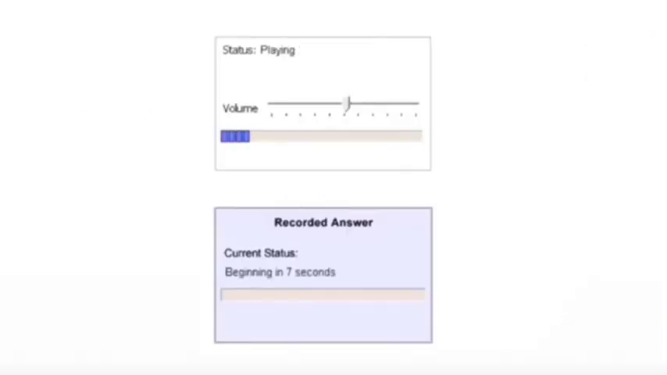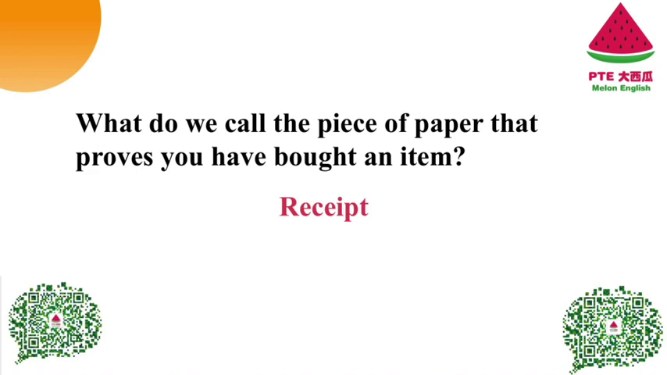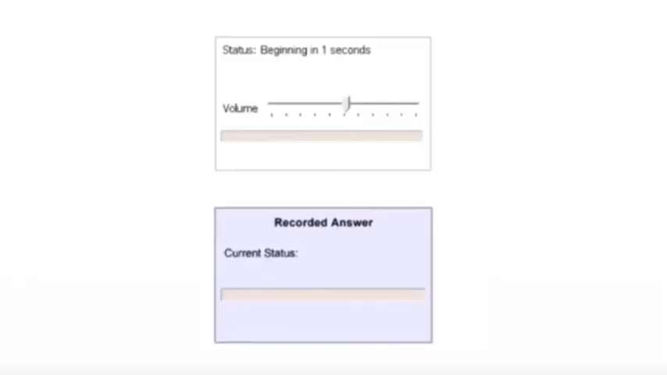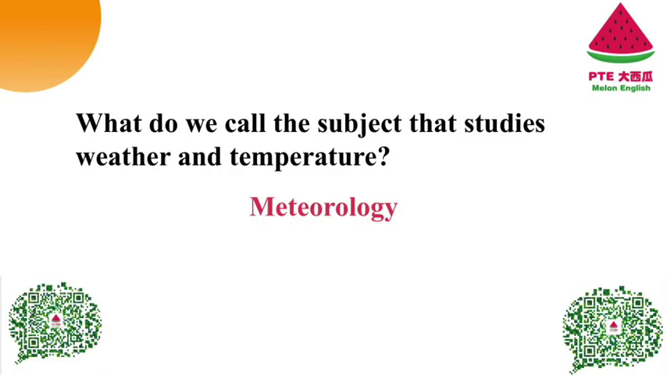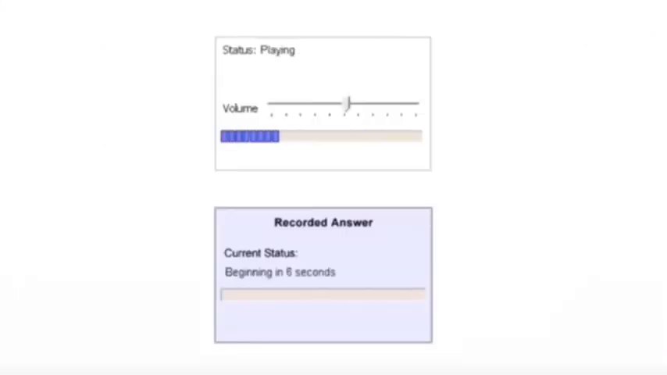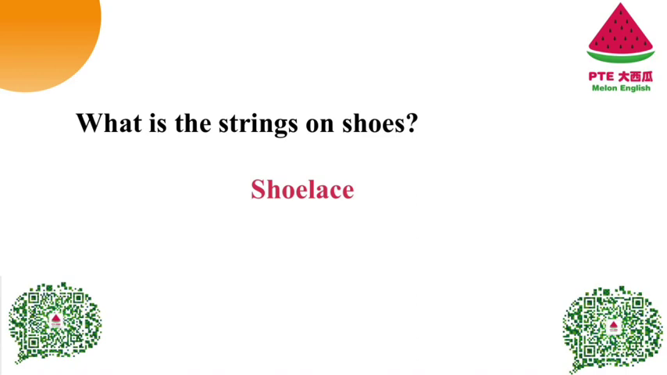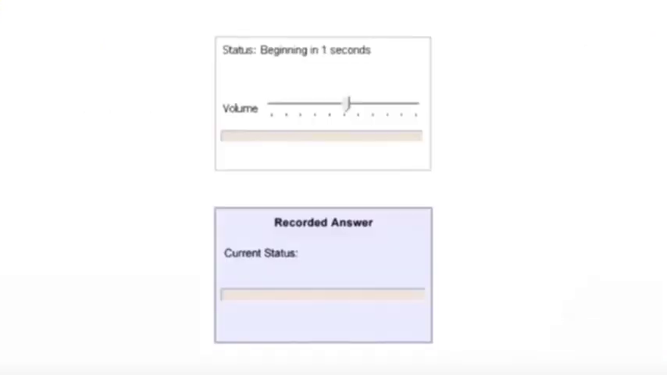What do we call the pieces of paper that proves you have bought an item? Receipt. What do we call the subject that studies weather and temperature? Meteorology. What is the strings on shoes? Shoelace. What do we call the strap that circulates a person in a car or an airplane? Seatbelt.